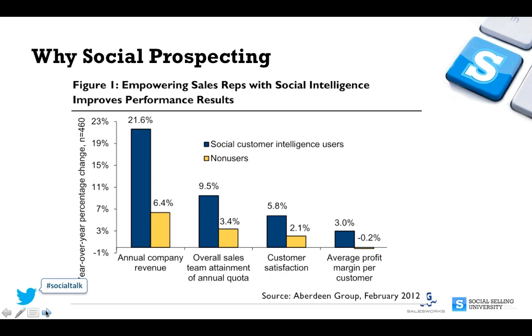What you're seeing here, especially in that first number, is that companies supporting their sales reps with account information captured through social outlets are outperforming those that don't across many of the key measurements, including annual company revenue. Another key gain from using social intelligence tools is a higher percentage of your sales team attaining their quotas. Customer satisfaction also increases, as does the average margin of profit per customer.